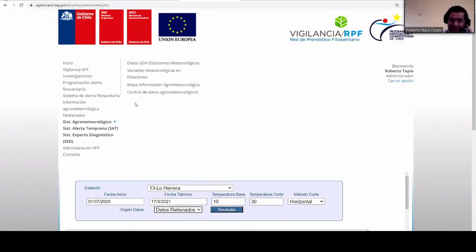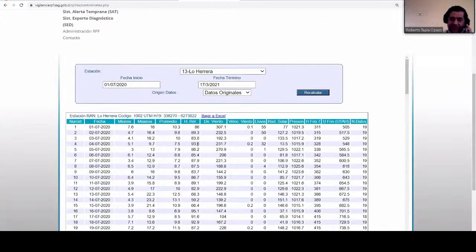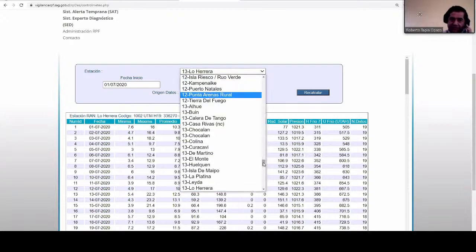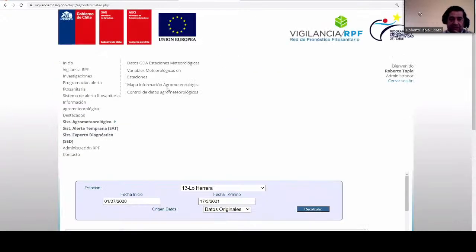As Dr. Quijano mentioned, how important it is to provide information to producers and advisors. So this is the weather station tool. Information of all variables per weather station with original or filled in data. And some parameters and calculations that we'd like to add. We'd like to have statistics of frost or heat shocks and others. We are still working on improving the data.